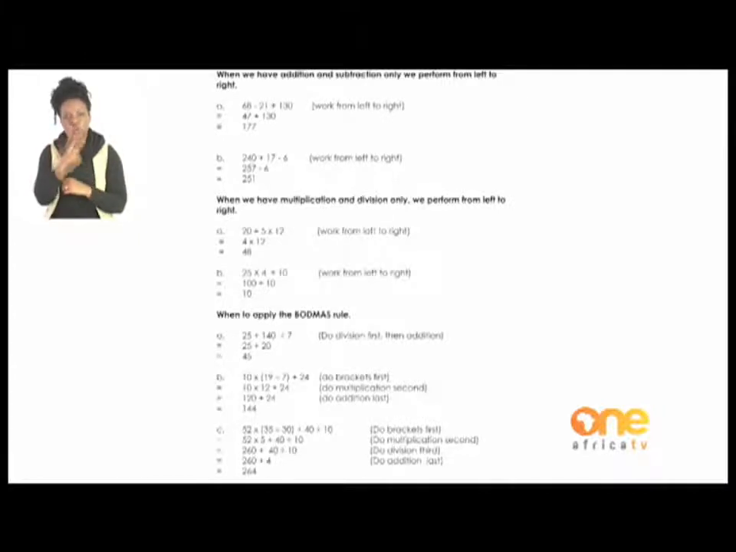264. Boys and girls, I hope you understood BODMAS. Just follow BODMAS always from left to right. And now we can turn to page 12, where we have a very nice activity for you guys to do. Now let's go through our activity.